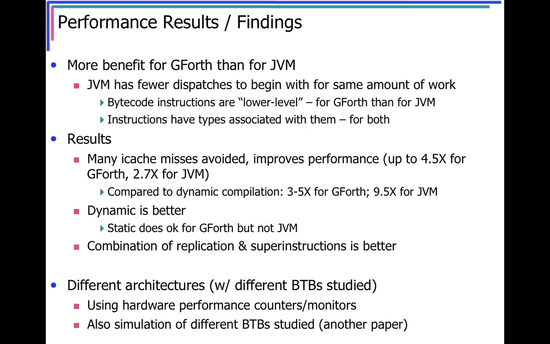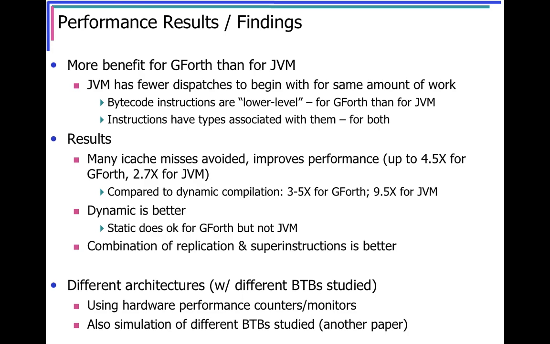The results, in summary, show that many ICache misses can be avoided, and they can improve performance over just regular baseline interpretation by 4.5 times for G4th and 2.7 times for the JVM. Now, if we were going to dynamically compile these programs, just to give you a feel for this, dynamically compiled G4th is 3 to 5 times faster than interpreted, and JVM code dynamically compiled is 9.5 times faster than interpreted. So they show that dynamic is better, but again, we don't.